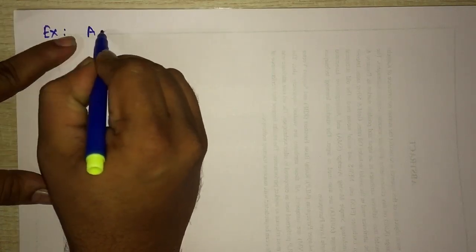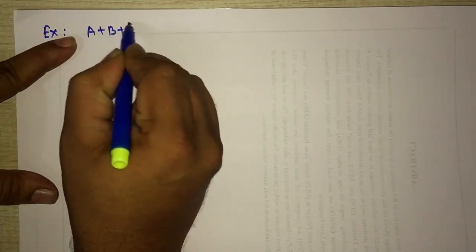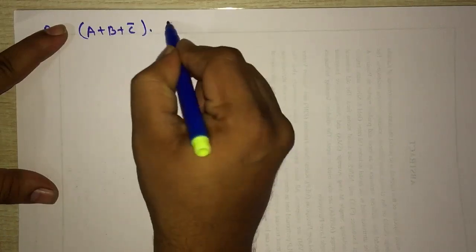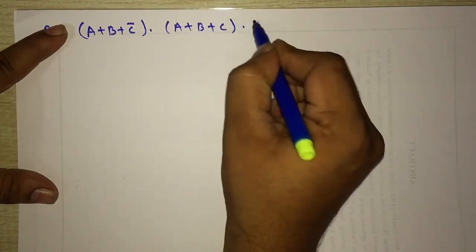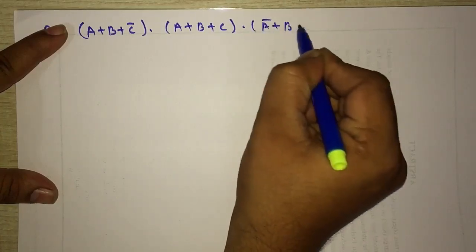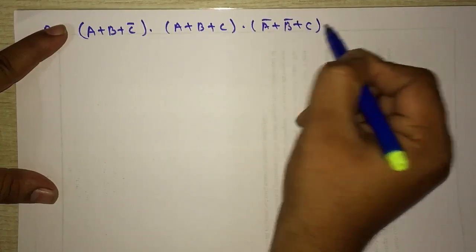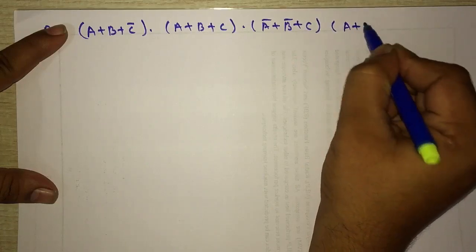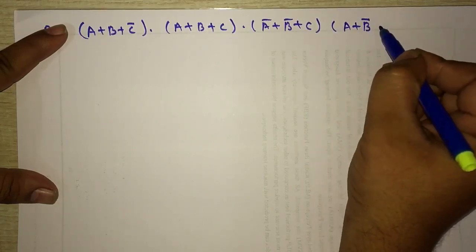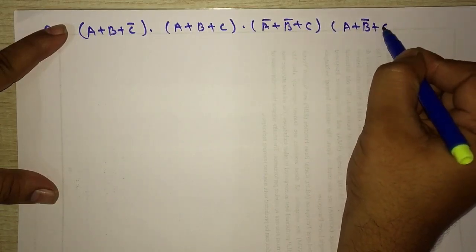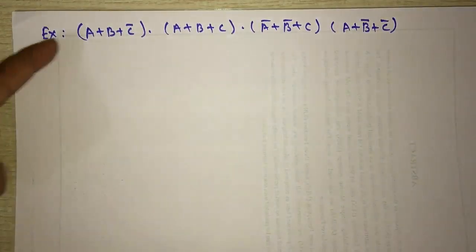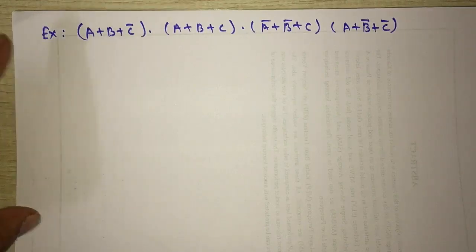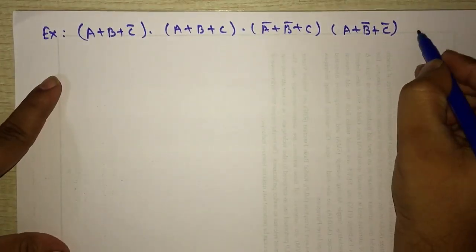Suppose for example we have an equation like this: (a plus b plus c bar) into (a plus b plus c) into (a bar plus b bar plus c) into (a plus b bar plus c bar). Okay, so for this equation we have to write the max term. Now this equation is in which form?